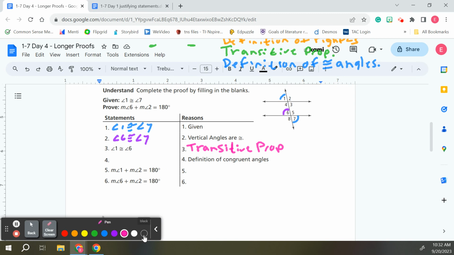Now, if these angles are congruent, that means what for their measures? Who can tell me that? Bless you. That means what for their measures? If the angles are congruent, then their measures are not congruent. Begins with an E. Equal. Yep. So I'm going to state that the measure of angle 1 equals the measure of angle 6 by the definition of congruent angles.